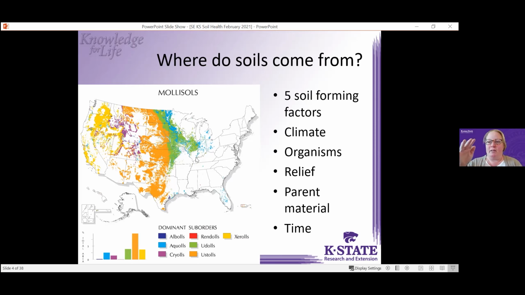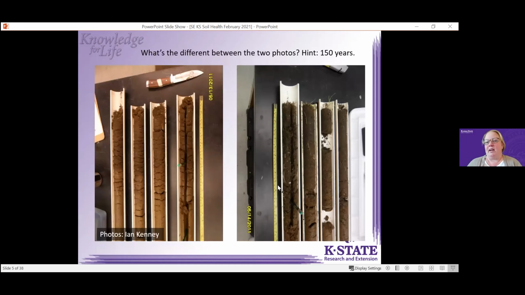So the flatter your landscape is, there'll be less tendency for erosion from water anyway. Parent materials, that's a whole long discussion we could have about whether it comes from glaciers or whether it comes from wind derived. And then time. So it does take soils time to form. So it took them time to form. It also takes time to rebuild the soil if it has been a bit degraded.